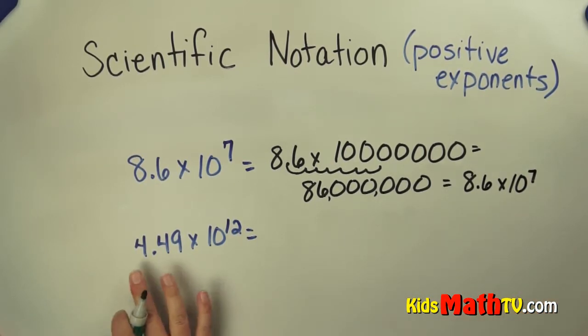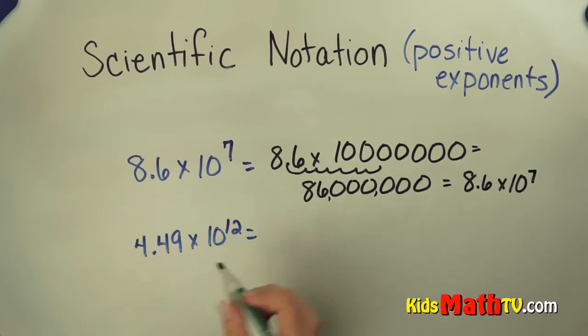So let's try another one. This is a larger number. 4 49/100 times 10 to the 12th. This simply means I'm going to move my decimal to the right, or multiply it by 10 to the 12th. So I'm going to move it to the right 12 times.